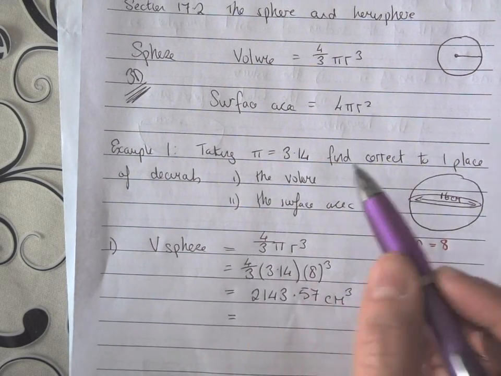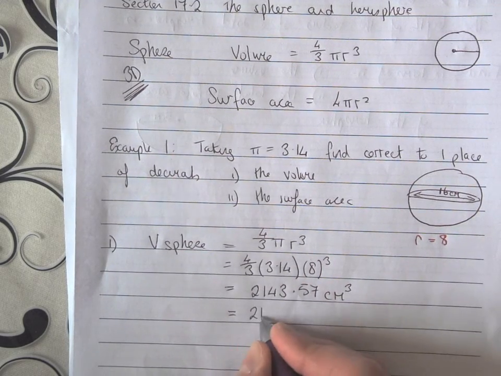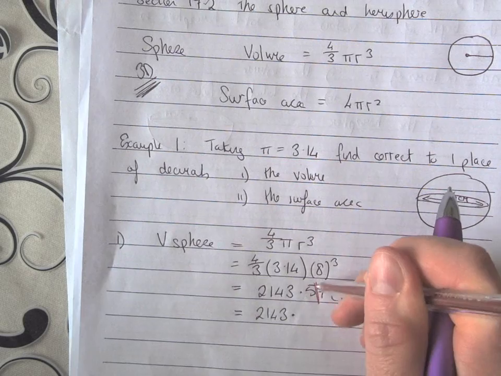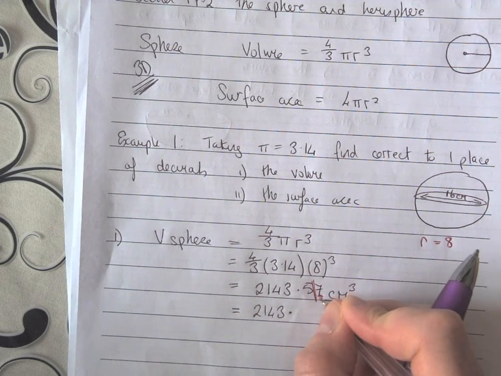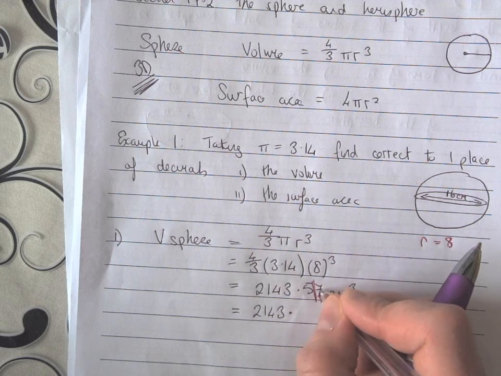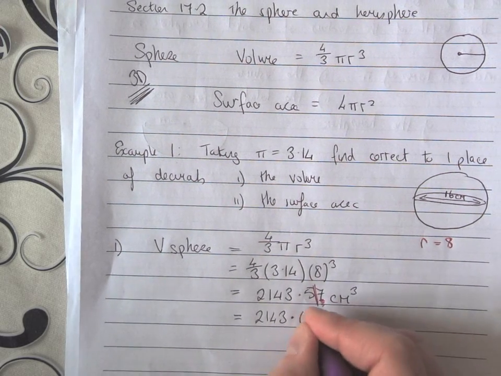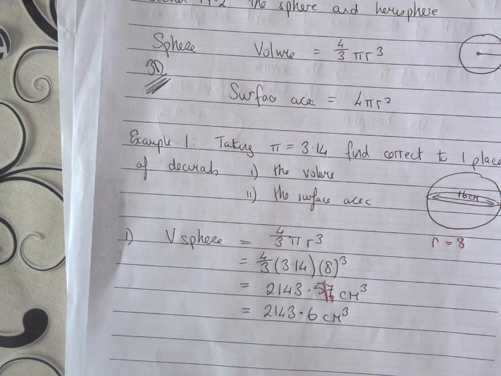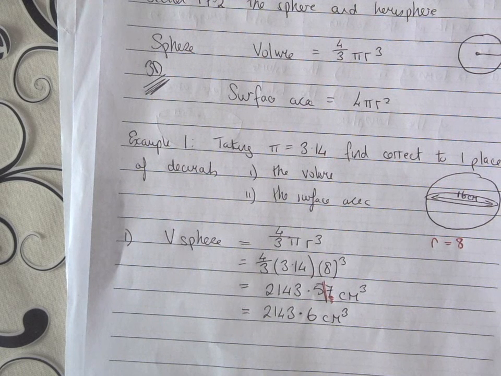Okay, so whatever you're starting with, it wanted it to one place of decimals. So when you're doing one place of decimals, it means keep one number after the decimal place, but the next number does affect it. So if this is 5, 6, 7, 8 or 9, that number goes up 1. And because this is 7, this goes up to 6. So my answer to one place of decimals is 2143.6 centimeters cubed for the volume of the sphere.